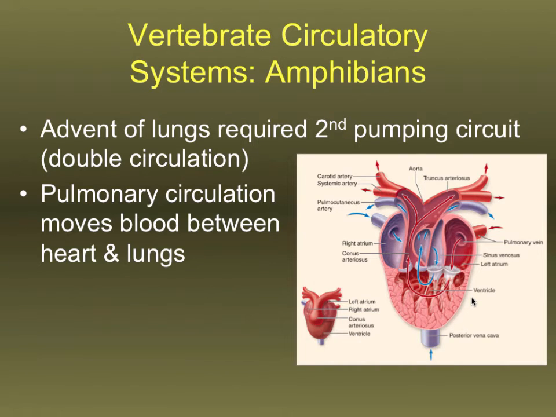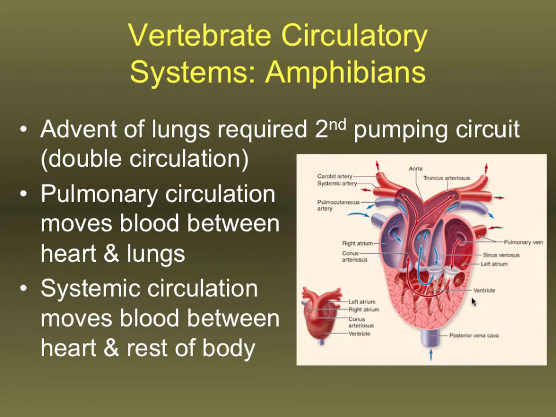So the pulmonary circuit, like I mentioned, moves blood between the heart and lungs, and systemic circulation moves it between the heart and the rest of the body. And so now in this picture, we're starting to get a little bit more detail with our overall depiction of what the heart looks like. Again, just to kind of orient you here, we have right atrium. In this picture, we actually have a single ventricle.